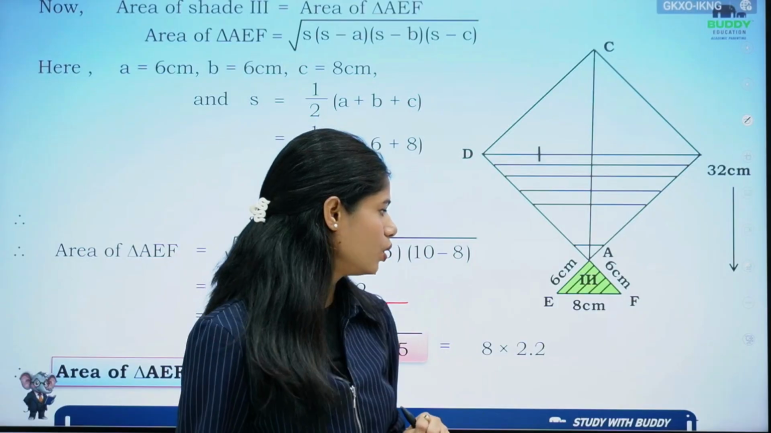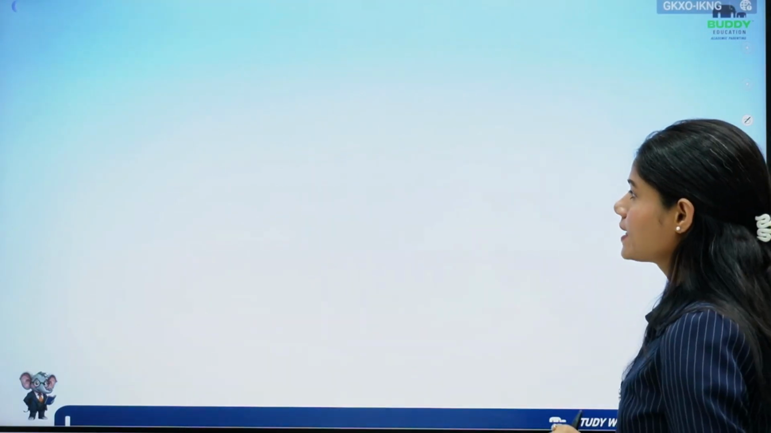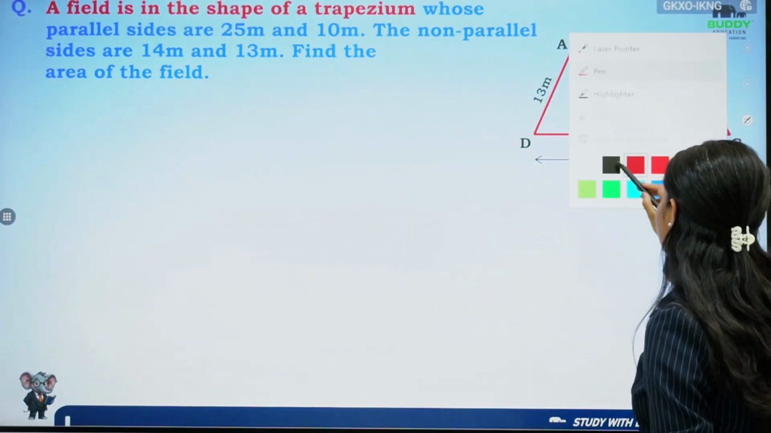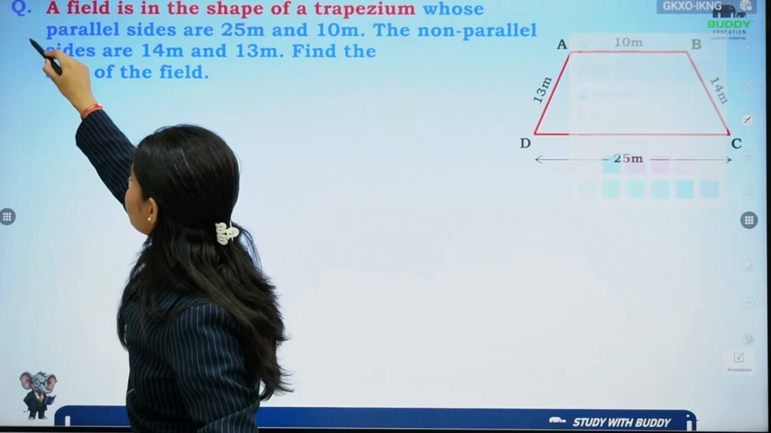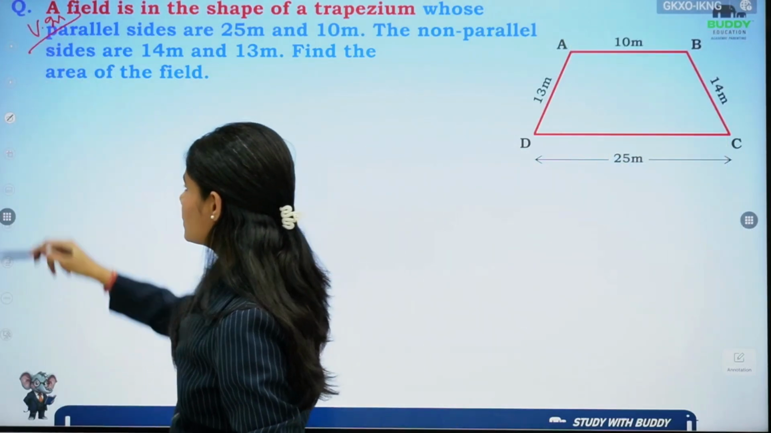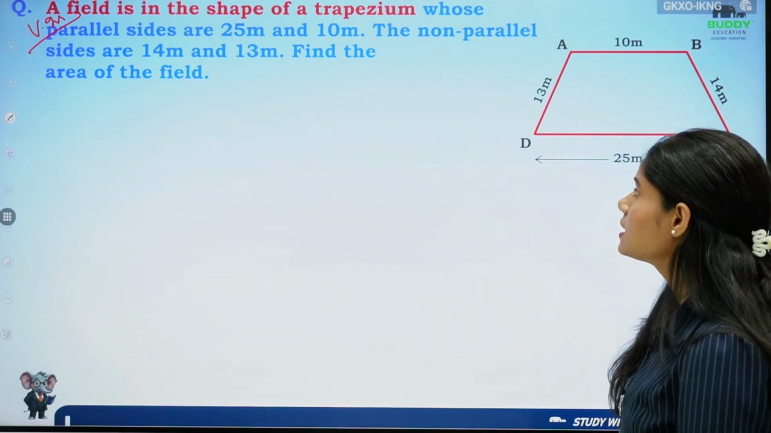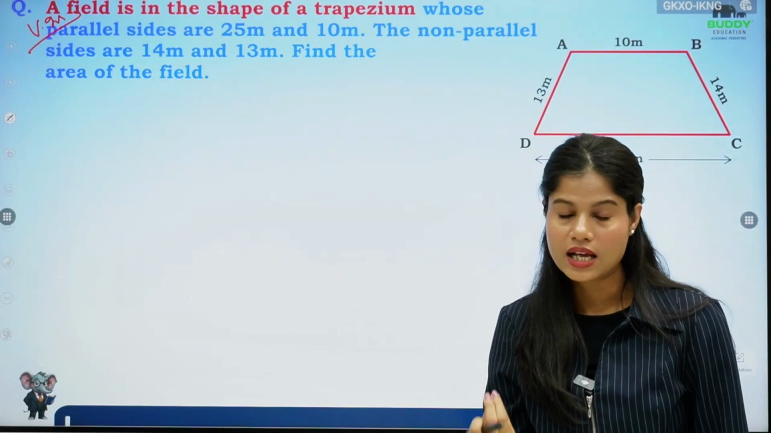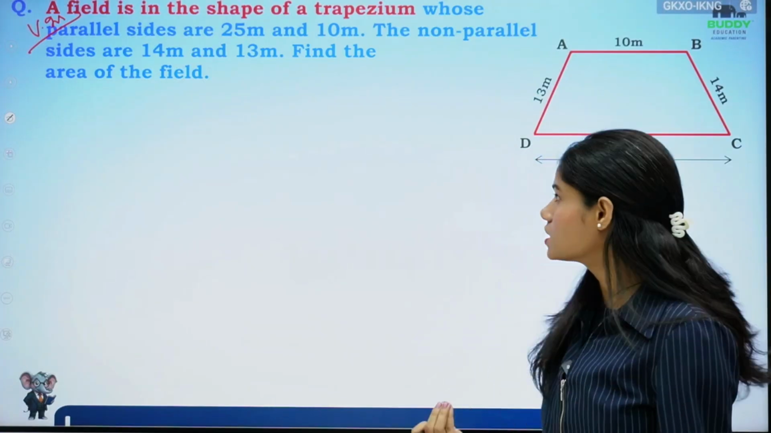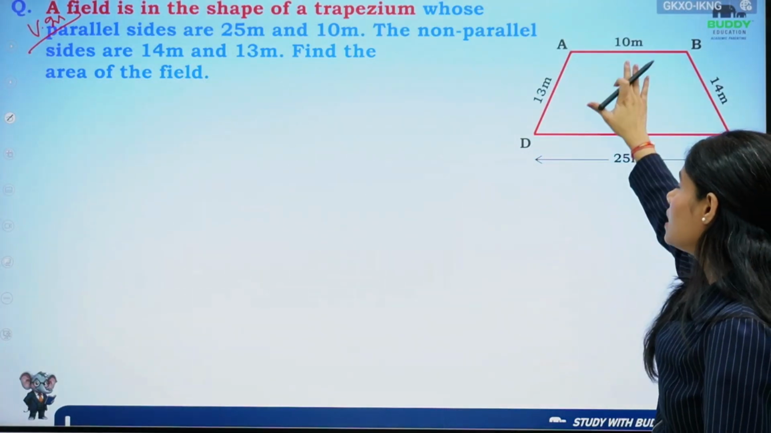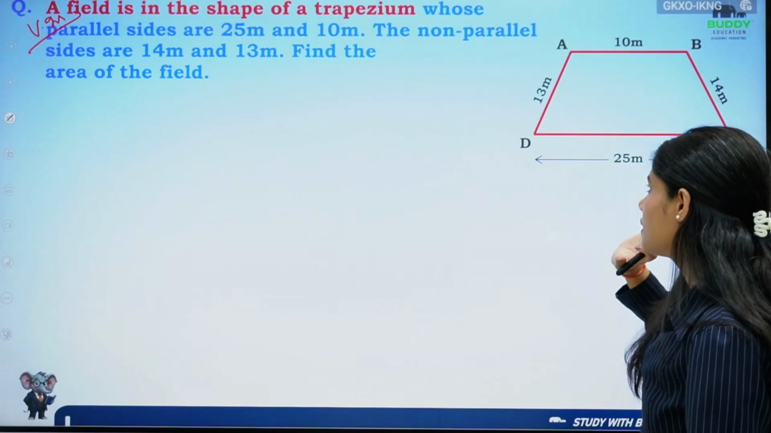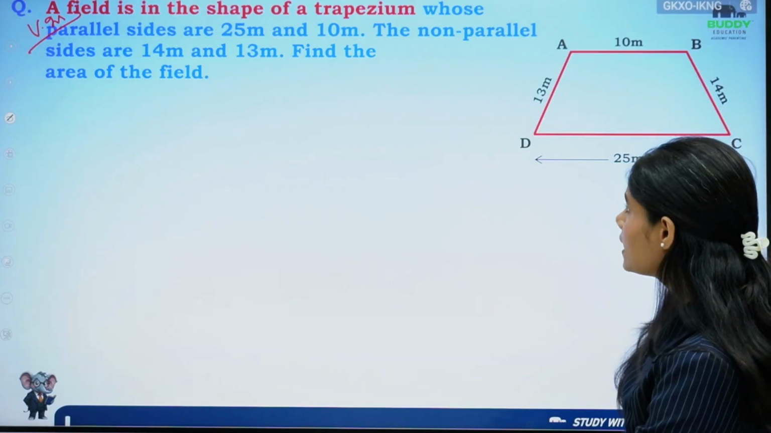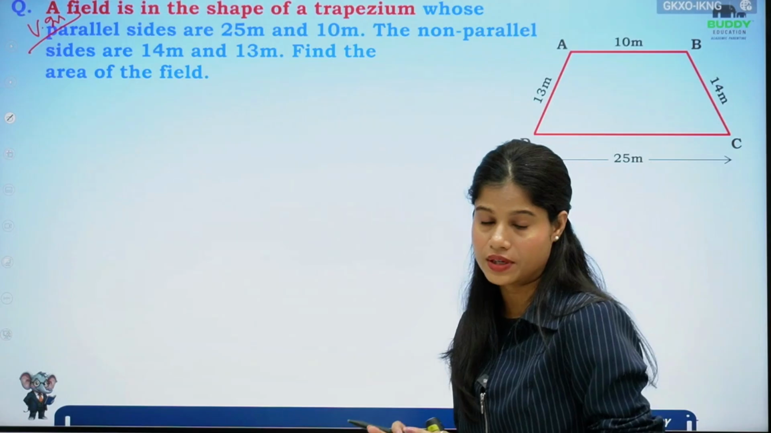All right, now let's move to the next question, and the question is a little different. You can mark this as a very important question. The question is: a field is in the shape of a trapezium that we can see over here, in which a few pieces of information are given. The parallel sides are given as 10 meter and 25 meter, and the non-parallel sides are 13 meter and 14 meter. Now they want us to find the area of the field.